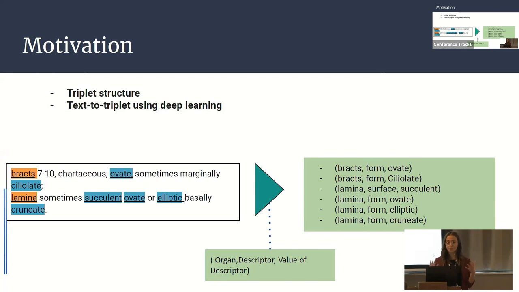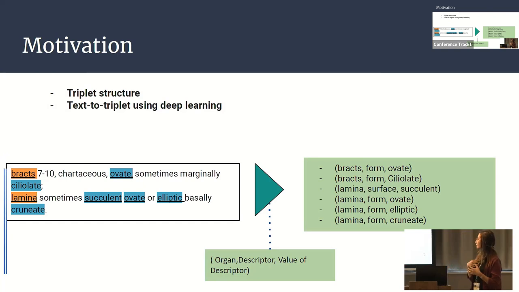The triplet structure is one of the most used structures on the web and by the deep learning community. In this structure, a piece of information is represented by a set of three elements: the subject, the predicate, and the object. This structure is also used a lot to represent species descriptions as knowledge graphs, as we have seen during this week. This representation takes a lot of time and needs human intervention to construct the graphs, so it can benefit from deep learning techniques to be automated.